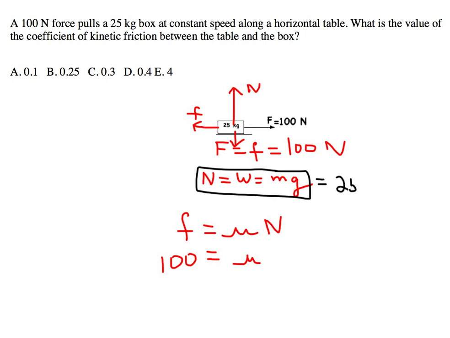So 100 is equal to mu times 250, the normal force. And therefore mu is going to equal 100 divided by 250, which is 0.4. So the correct answer was E. Check if you got it right.